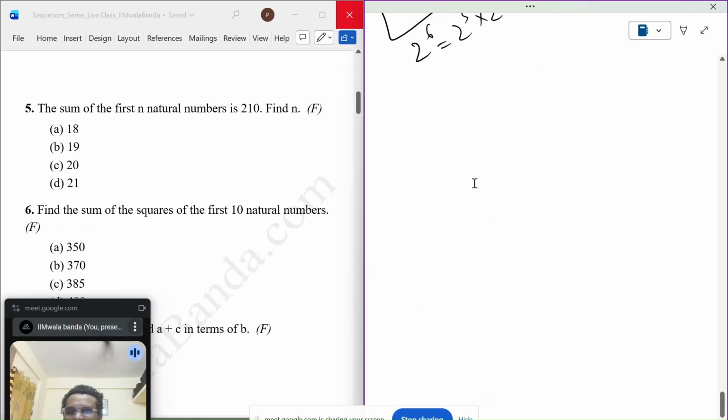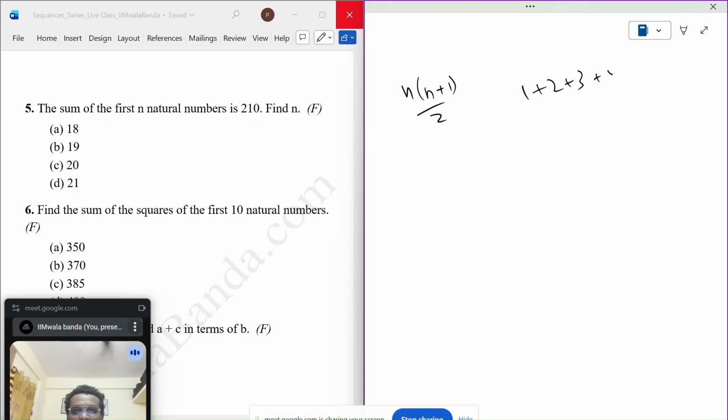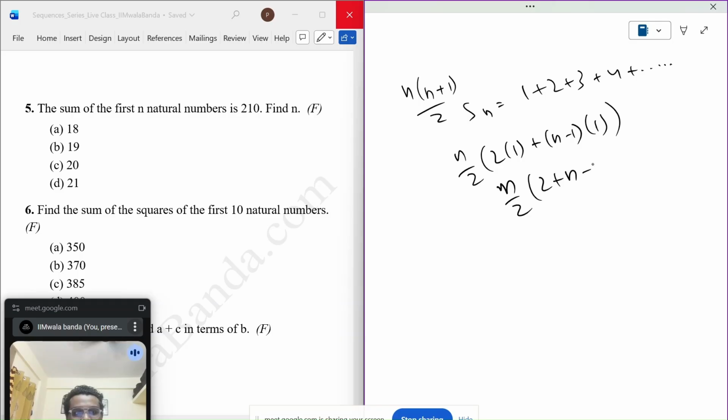Find the sum of the first n natural numbers. Again, if you know the formula, we just learned that the sum of the first n natural numbers is this. But in case you forget, you know that natural numbers are 1, 2, 3, 4, right? And it wants me to find the sum, which is n by 2 into 2a plus n minus 1 into d, or n by 2 into 2 plus n minus 1, or n into n plus 1 by 2. You can always derive it if you forget.